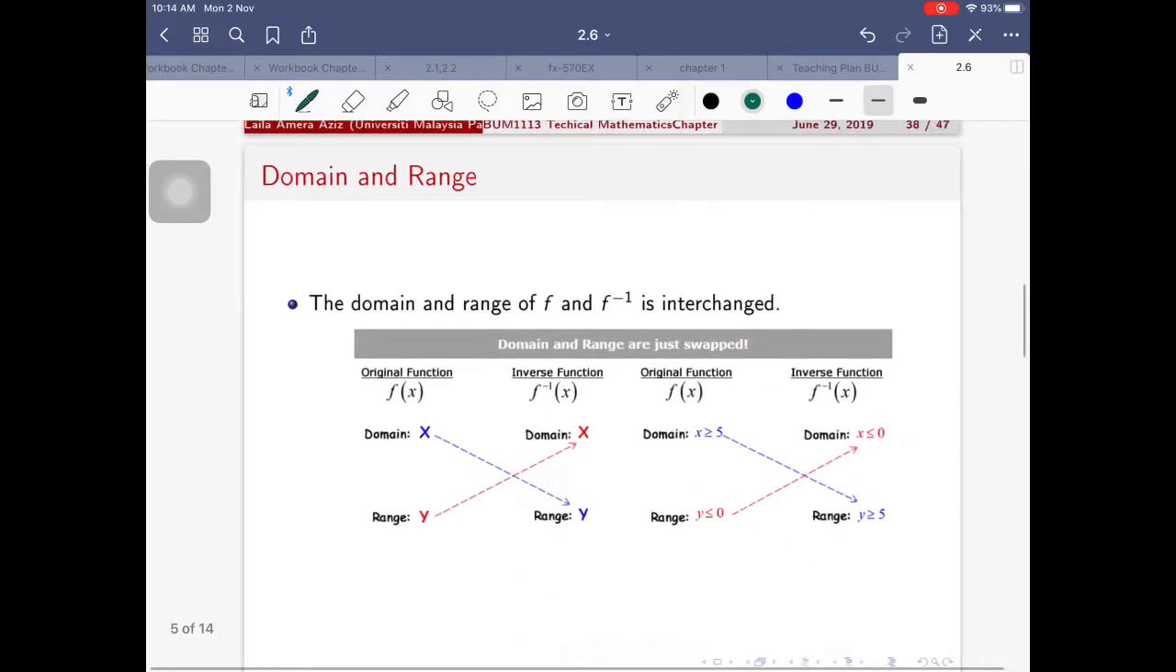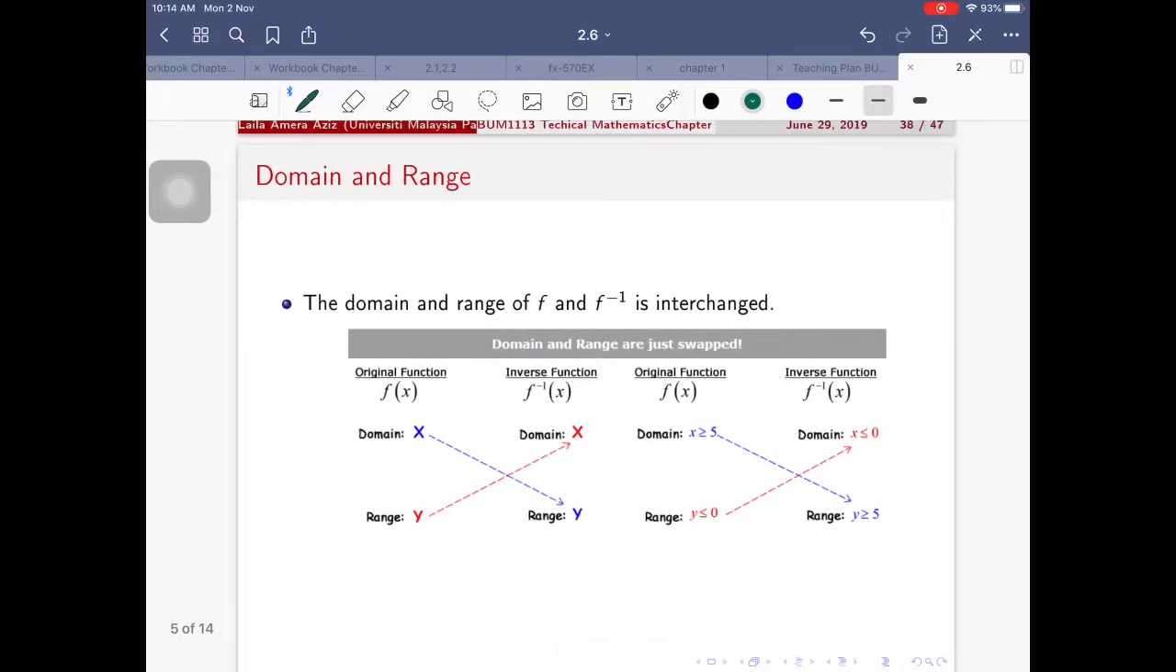Next we're going to have a look at domain and range. We have seen this before. What is domain and range? Domain represents the values of x that are possible, and range represents the values of y that are possible. What happens is that when you have f and f inverse, the domain is going to be interchanged.